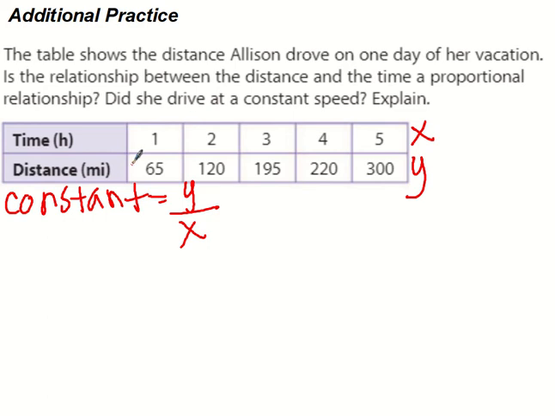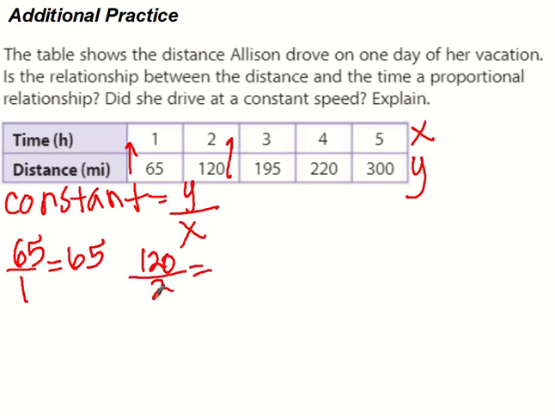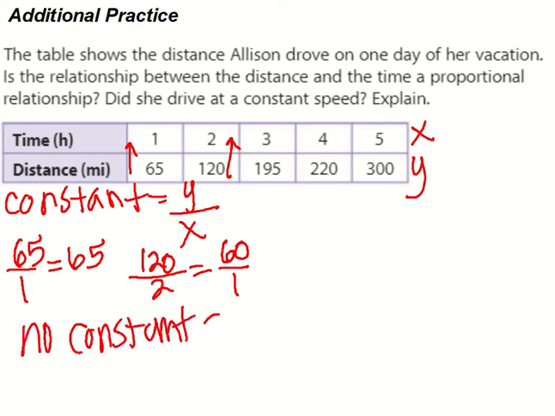Now again, I have to check all of these. I can't just check one or two. So I'm going to go 65 over 1, right, because we go this way. Well, that's 65, and that's my unit rate. Then I'm going to do the next one, 120 over 2. Well, that's 60. So here's the thing. I can actually stop because I've already proven that she did not drive a constant speed. No constant speed. Not a proportional relationship.